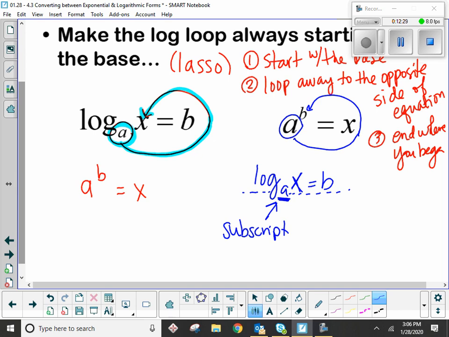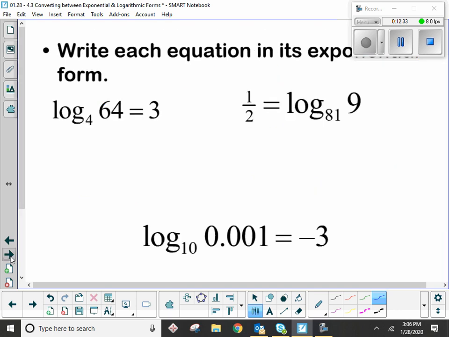Questions about anything on here? We're going to do some examples. This whole first screen, everything is in what form right now? Log. So I'm going to do one. What time do we get out of here? This is 7th period, 3:25. Thank you. We have 20 minutes.